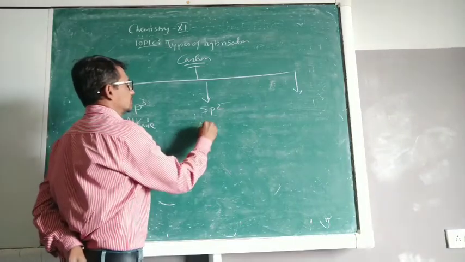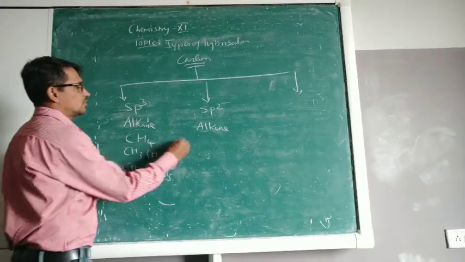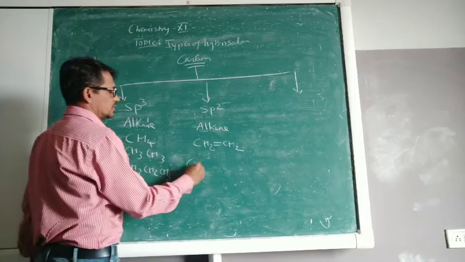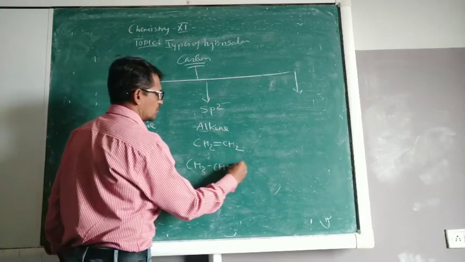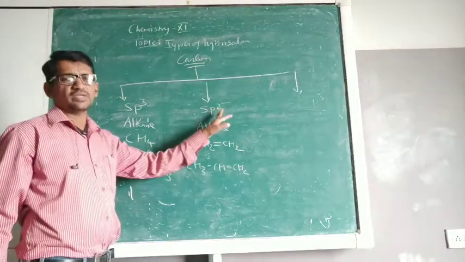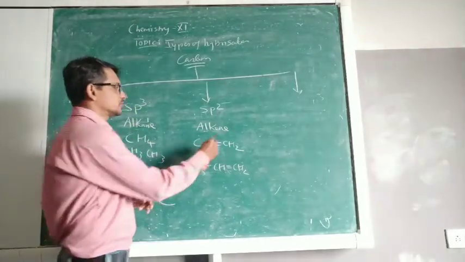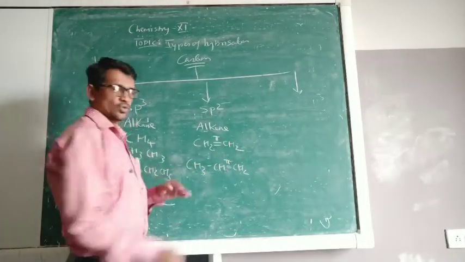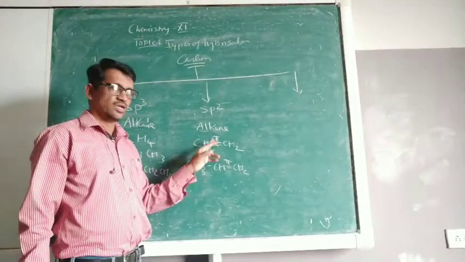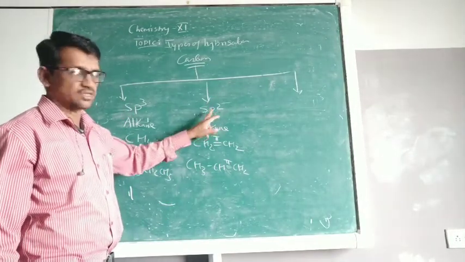Remember, the example is alkene. What comes first? That's CH2=CH2, that is ethene. Next, CH2=CH-CH3 means propene. If there is a double bond, then hybridization will be sp2 instead of sp3. Why? Because one bond, the pi bond, we do not have to consider. Remember this: if pi bond formation takes place, then one orbital you have to omit. So instead of sp3 hybridization, it will be sp2.